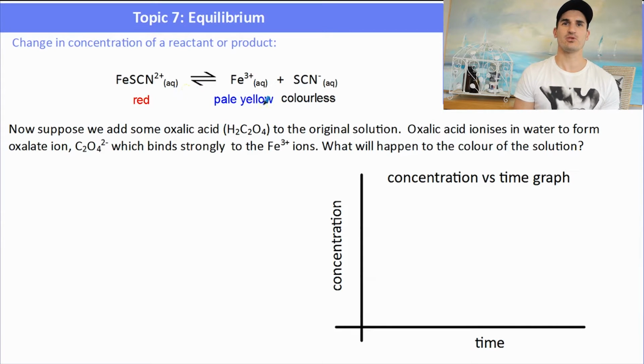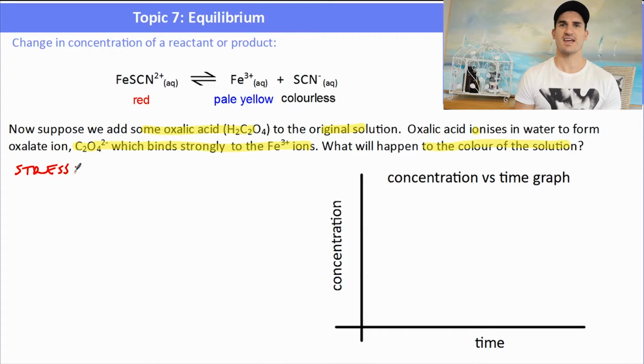Okay, so another example using that same situation. Now suppose we add some oxalic acid. Oxalic acid ionizes in water to form the oxalate ion, which strongly binds to the Fe3+ ions. What will happen to the colour of the solution? So we need to identify the stress.